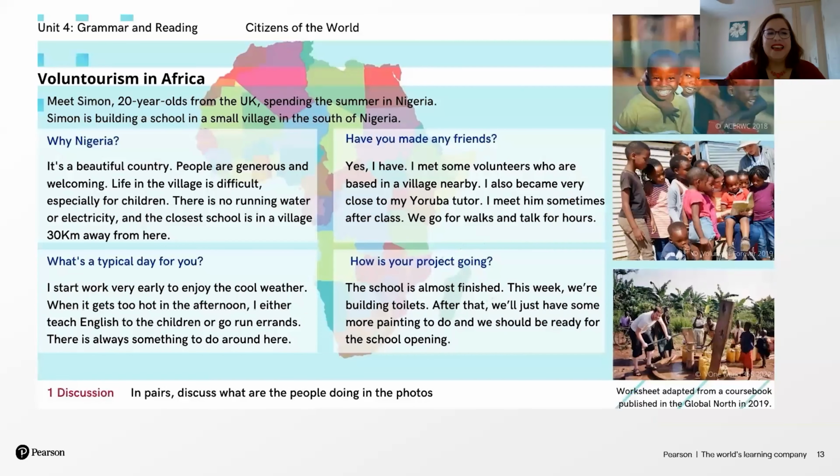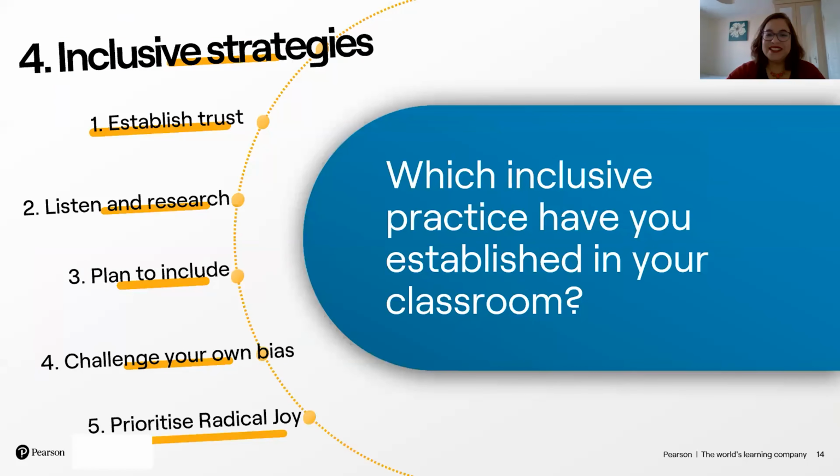All right, so this brings us to the question: which inclusive practice have you established in your own classroom? These are the ones that I am sharing with you today as a summary of what we discussed. The first one is establish a relationship of trust with your students. The second one is listen and research. There's plenty of information out there about neurodiversity and diversity in general, especially in the context of English language teaching. I'm sure you'll find what you need.